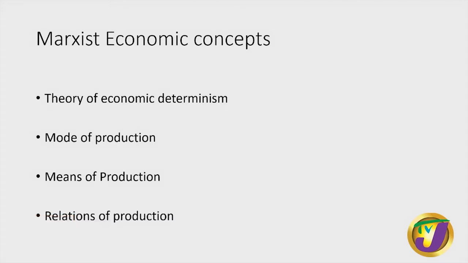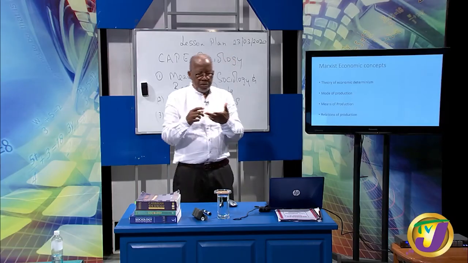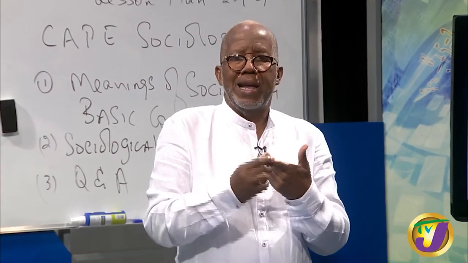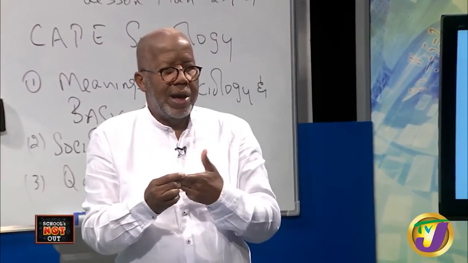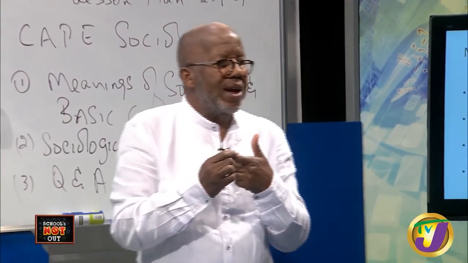So of course, some Marxist concepts: the theory of economic determinism, which I mentioned already, that Marx and Marxists believe that the money, the economy, determines your behavior in everything. You can argue whether that is true or false. Then there is mode of production. With each eon or era in society, there is a particular mode of production. So we started out with agriculture, then we moved to mechanical, then we moved to electrical, and now we are at electronic. With each mode of production comes relations of production.